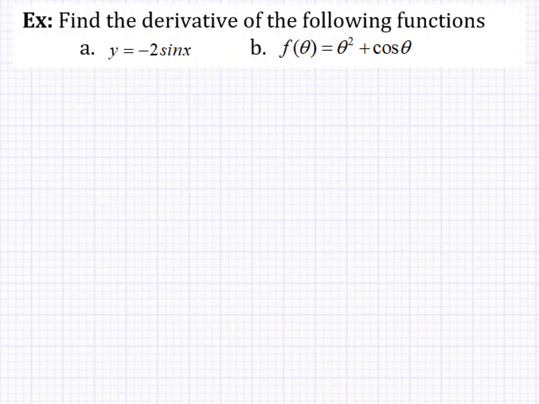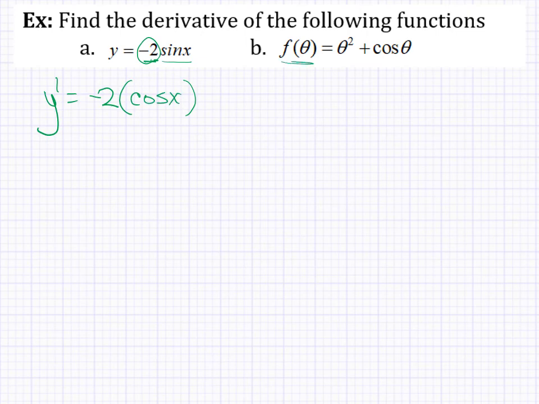So we're just going to apply those two derivative rules to certain simple examples. Here's two of them. So here y equals minus 2 sine x. Minus 2 is a constant multiple. So if I'm going to take the derivative of y, I can pull the minus 2 out. I would then take the derivative of the sine function, which we now know is the cosine function. And that's it. Pretty simple.